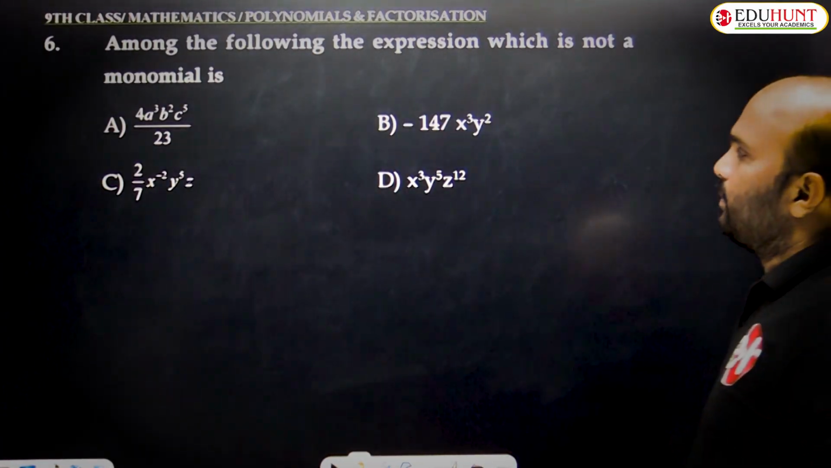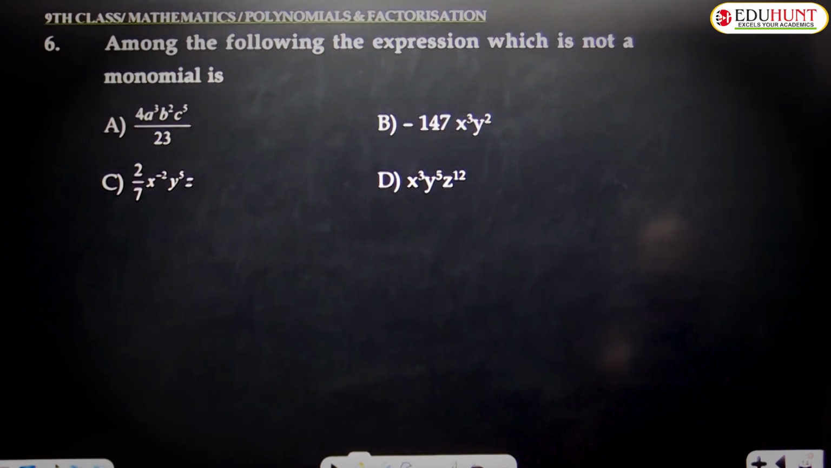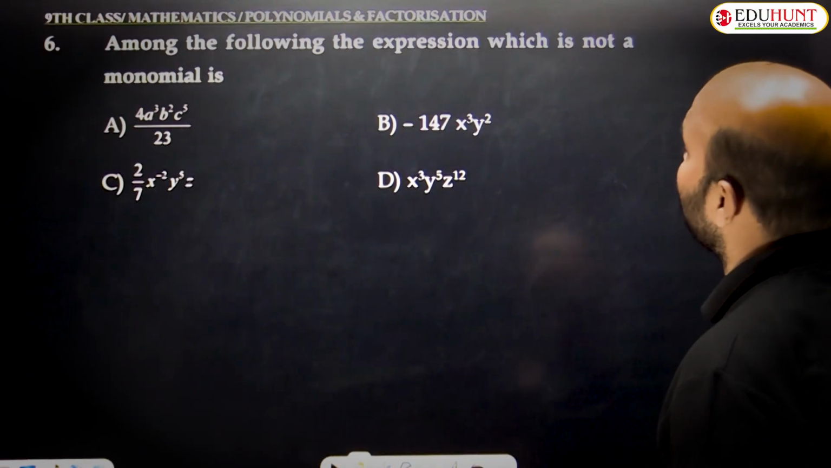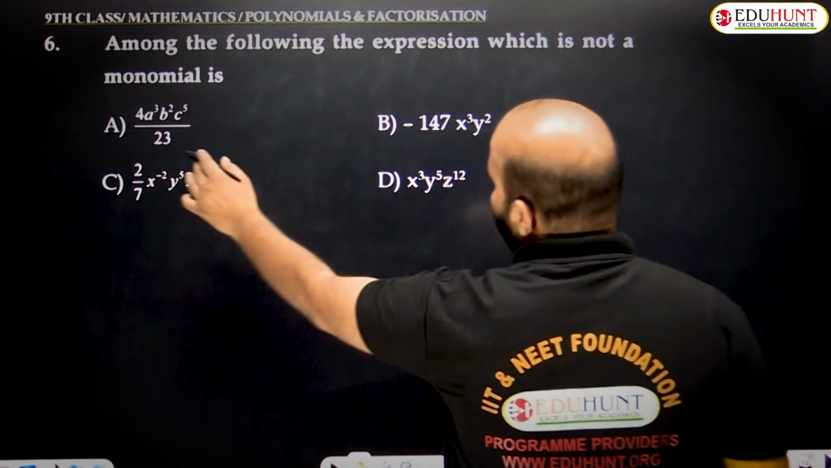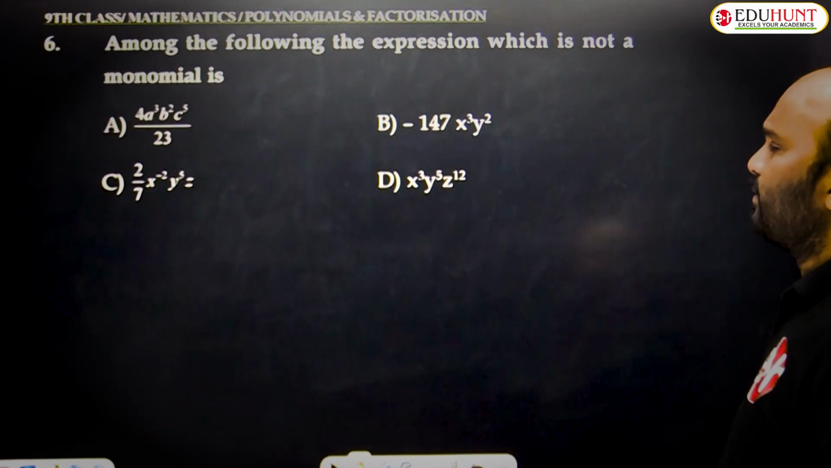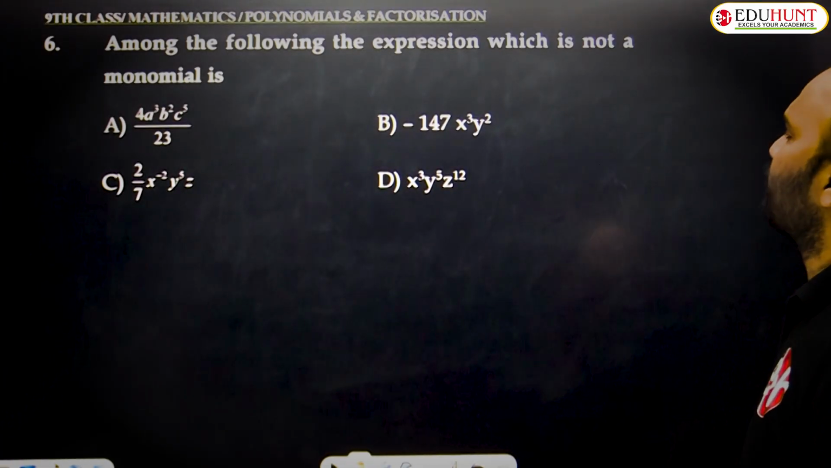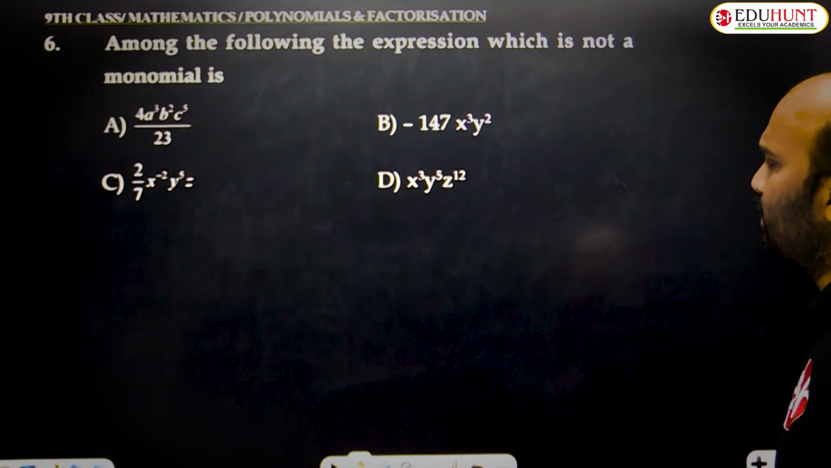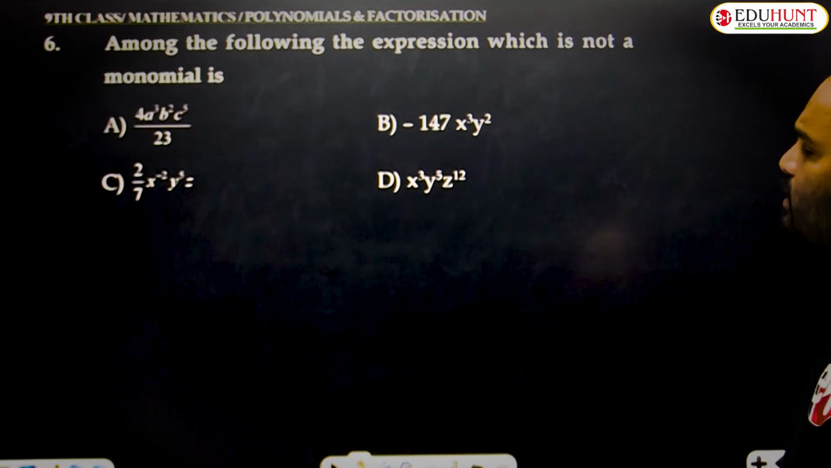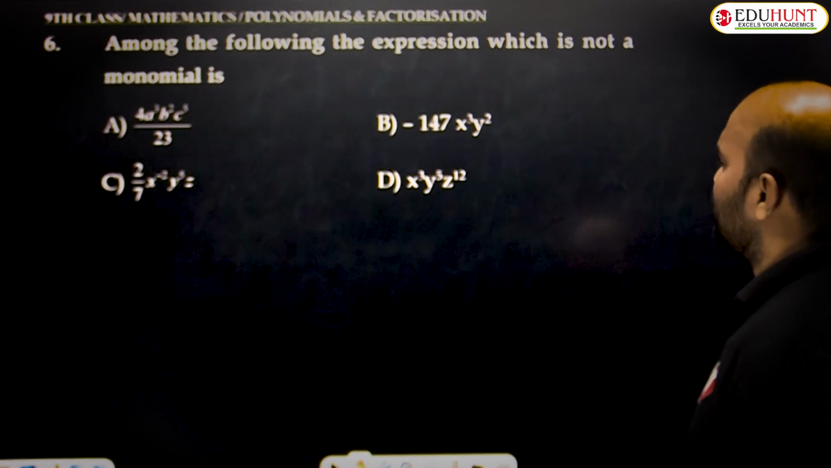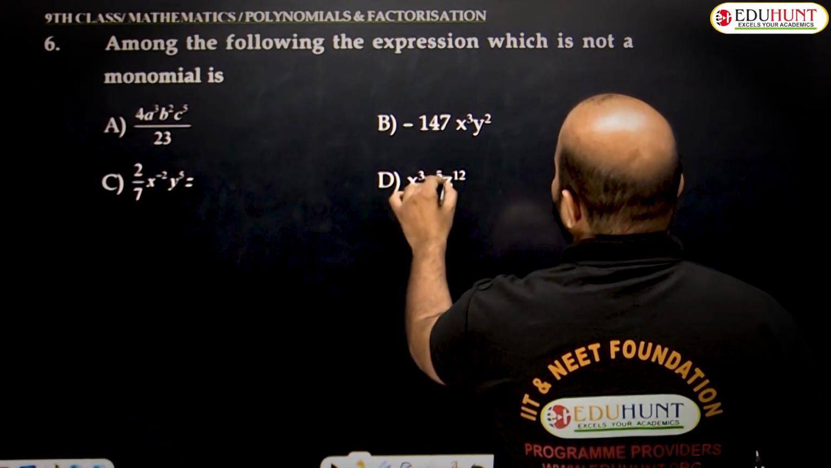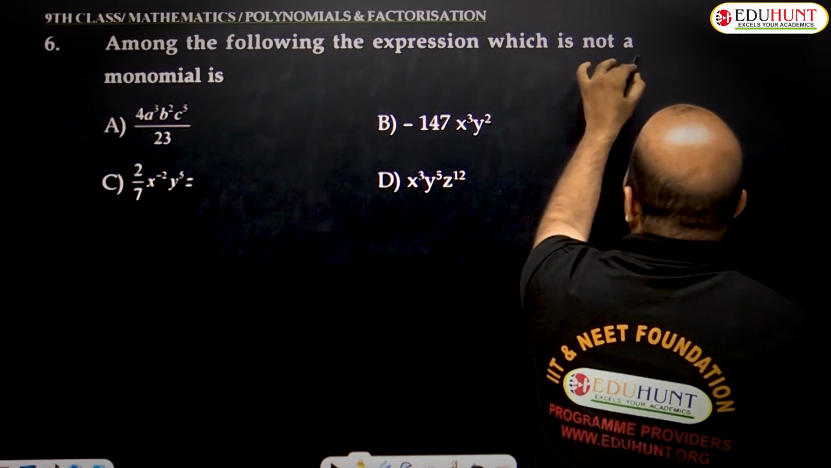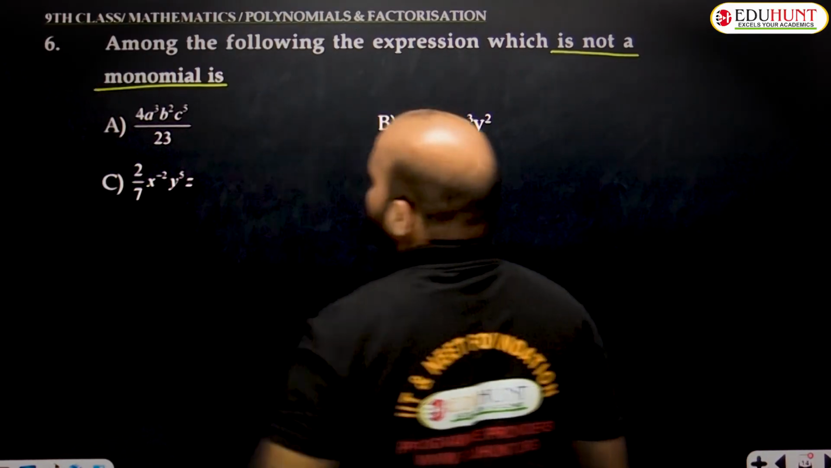Let's go to question number 6. Among the following, the expression which is not a monomial is? Monomial means one term. All options are given as one term. Option A: 4a cube b square c power 5 by 23. Option B: minus 147 x cube y square. Option C: 2 by 7 x power minus 2 y power 5 into z. Option D: x cube y power 5 z power 12.